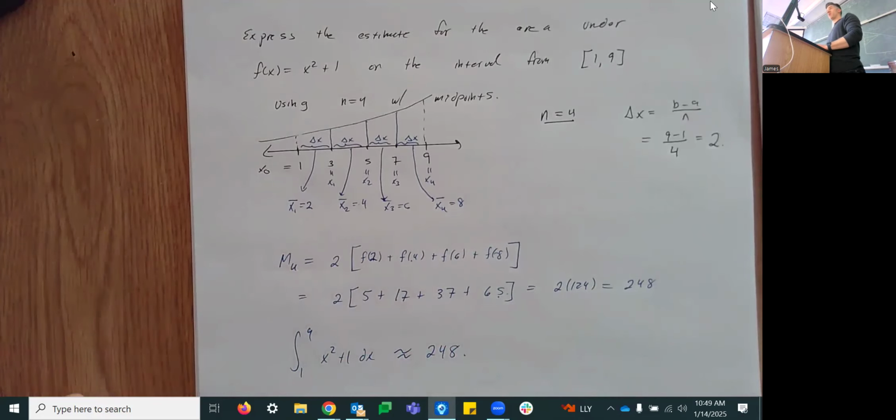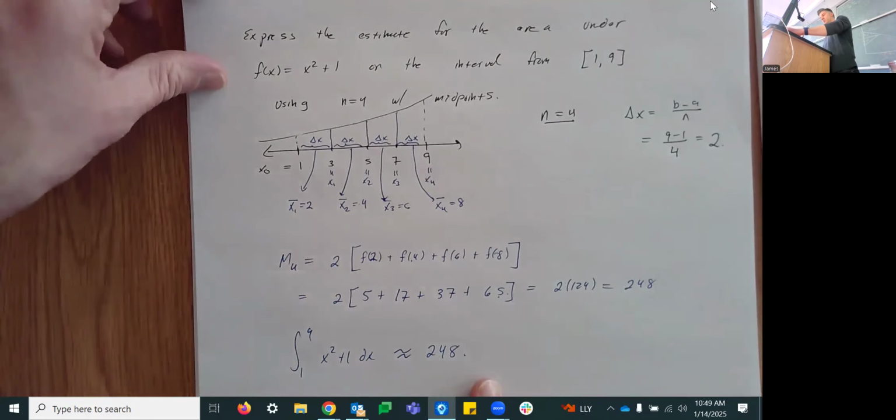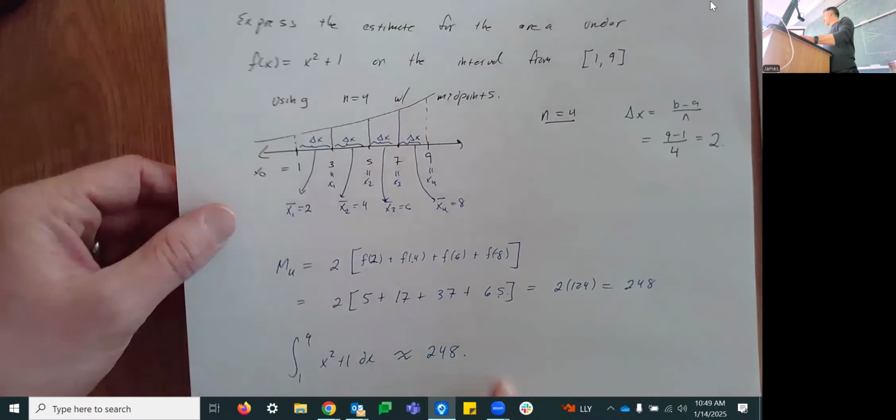We'll come back to that a little later on. So, moving forward, other things to talk about, properties of definite integrals. There are some important properties that we use all the time.